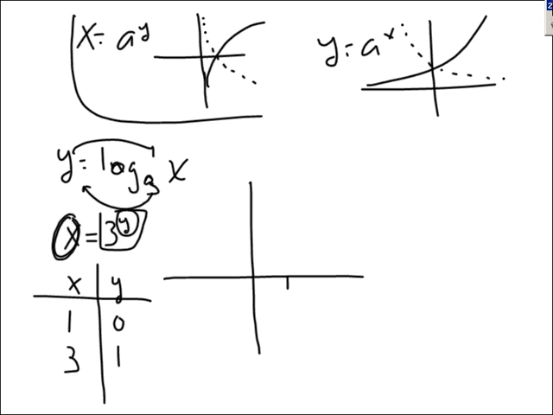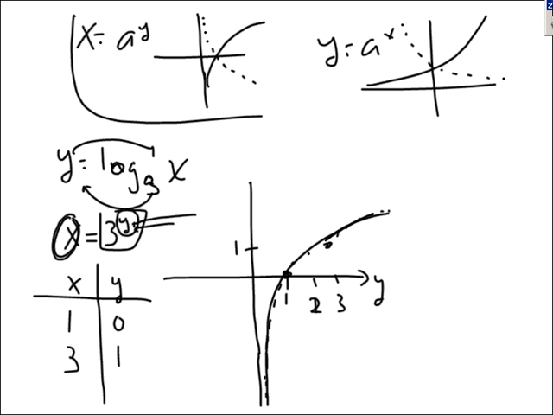And I graph it. When x is 1, I go up nothing. Y is 0. When x is 3, I go up 1, right here. And I have to get close to the y-axis. There it is. There's your graph. Perfectly drawn. 2 points: 1, 0 and 3, 1. Intelligent points. Let the exponent be 0. Let the exponent be 1.